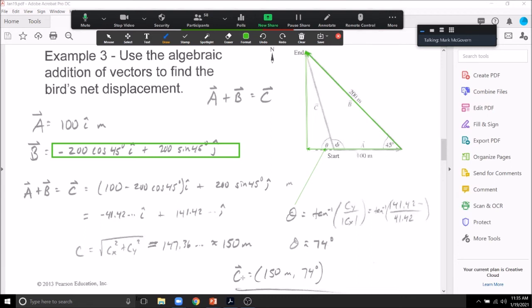And so in magnitude-direction form, I would specify this vector as being 150 meters at an angle of 74 degrees. And as long as I have a picture to associate the angle, I don't need to provide any additional information about the angle. If you don't have a picture, you've got to specify what the reference is for the angle. I mean, there's a lot of ways you can draw a 74-degree angle, and you just got to make sure you're really clear about that.